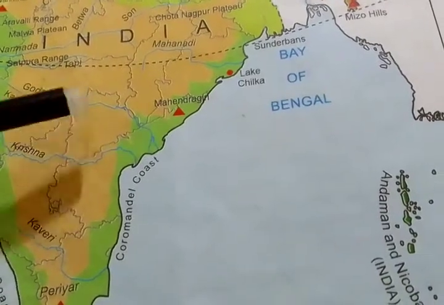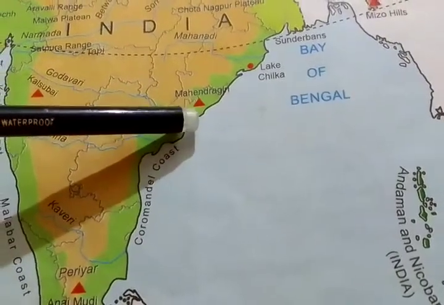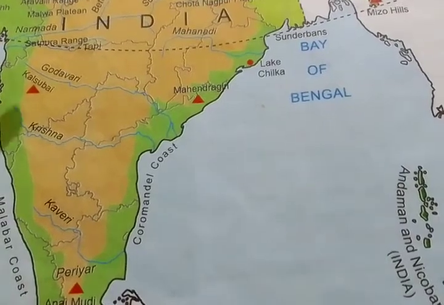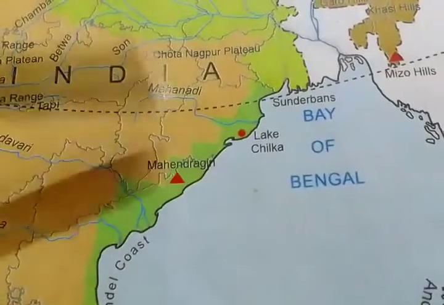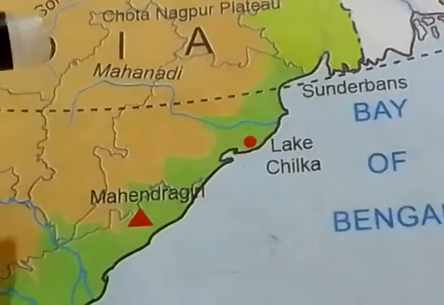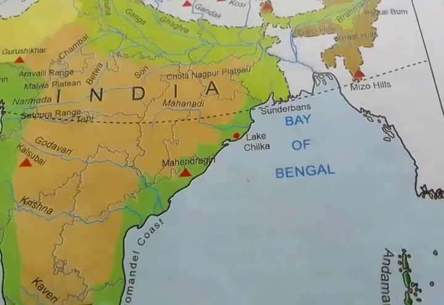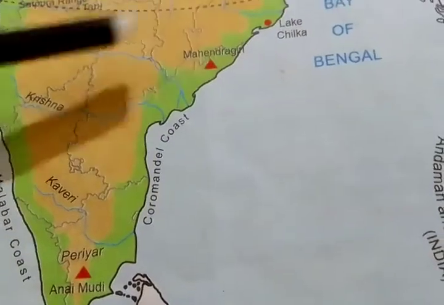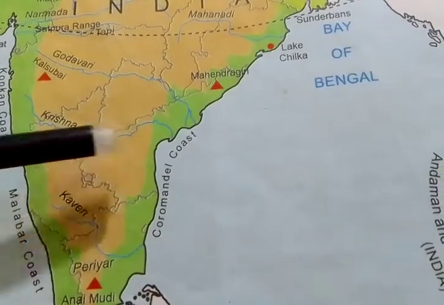The northern part, here, is called the Northern Circars. It covers areas of West Bengal and Odisha. This is called the Northern Circars. And the southern part is called the Coromandel coast. It contains the deltas of the Mahanadi, Godavari, Krishna and Kaveri.